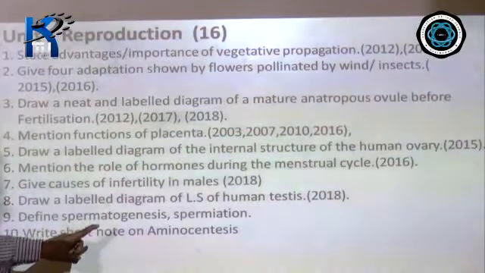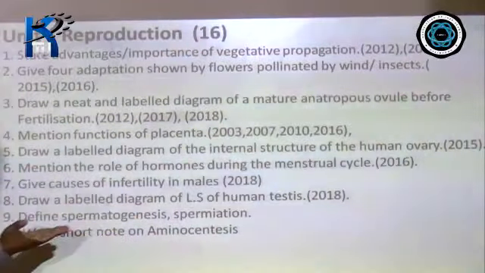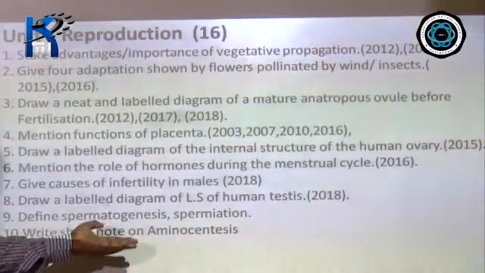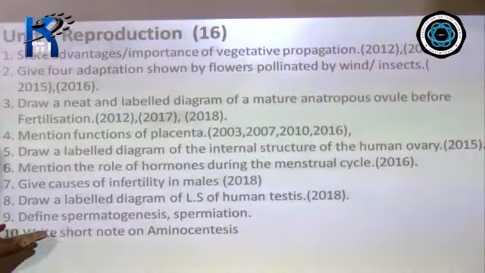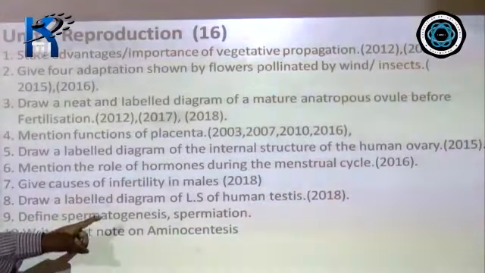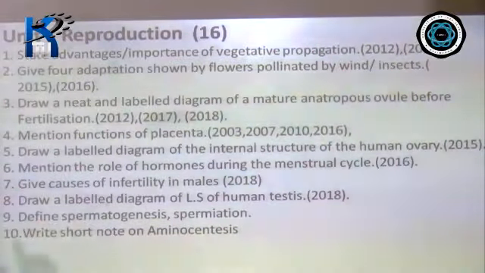Define spermatogenesis and spermiation. Sometimes the process of spermatogenesis and spermiation may also be asked, describe. I have just given define here, but sometimes describe the process of spermatogenesis has also come. Write a short note on amniocentesis. Sometimes a short note on MTP, medical termination of pregnancy, has also come from this chapter. So these are some of the major questions that have been repeatedly coming, and you need to make note of that and write according to the marks given.